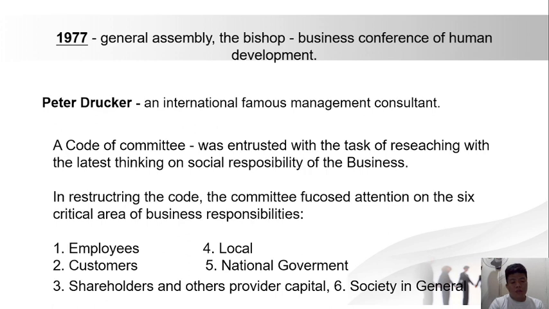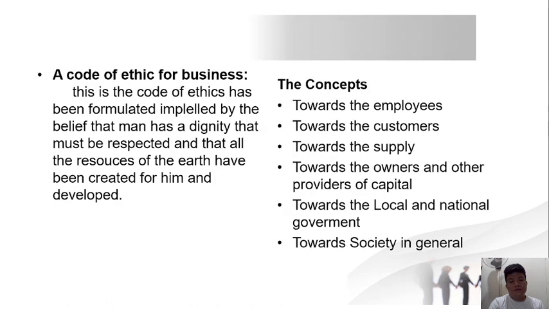In restructuring the code, the committee focused attention on six critical areas of business responsibilities. First is employees, second, customers, third, shareholders and other providers of capital, fourth is local, fifth, national government, and sixth, society in general. A code of ethics for business.